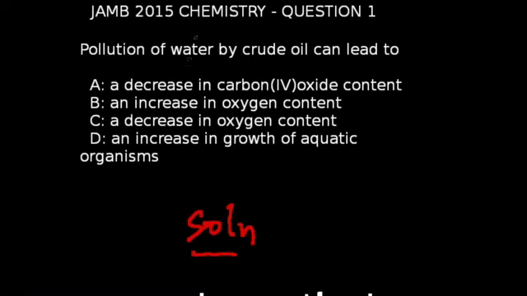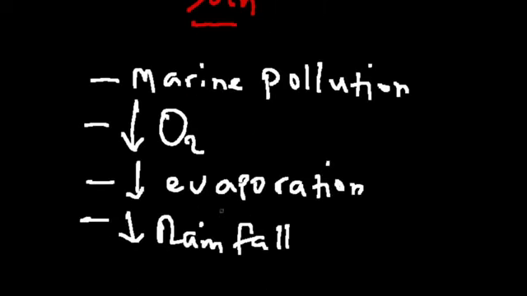Question, chemistry exams. Pollution of water by crude oil can lead to... Before we give an answer to this question, let us quickly look at this. Pollution of water by crude oil can lead to marine pollution. And a concept I want us to understand is that water and oil are immiscible. So, oil tends to flow on the surface of water when we mix or try to mix them together.